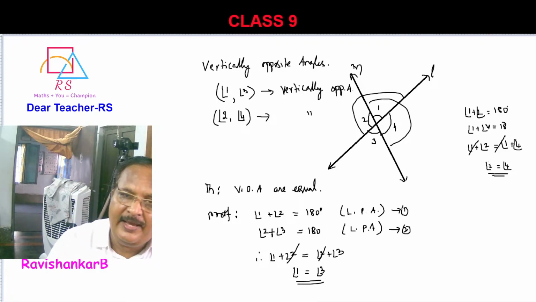Prove that each pair of vertically opposite angles are equal. So you have to do both the things.